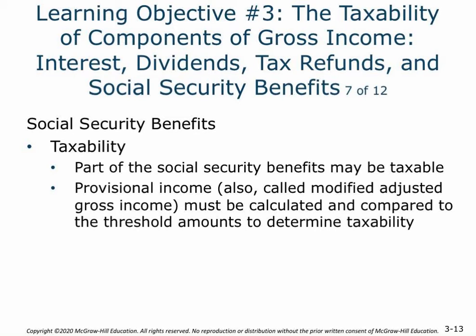Social Security benefits. For the most part, most taxpayers are not taxed on their Social Security. However, part of the Social Security benefits may be taxable. And to determine if that's the case or not, we have to look at something called provisional income, also known as modified adjusted gross income or modified AGI. And we're going to take a look at how that calculation is done.